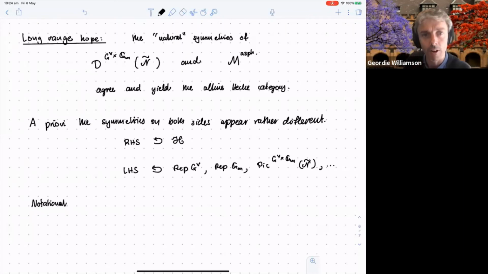Are there any questions on this long-range hope? Because I think it's very important, at least have in the back of your mind for the next few lectures. So the notational interlude is that it will be useful to use the language of stacks.